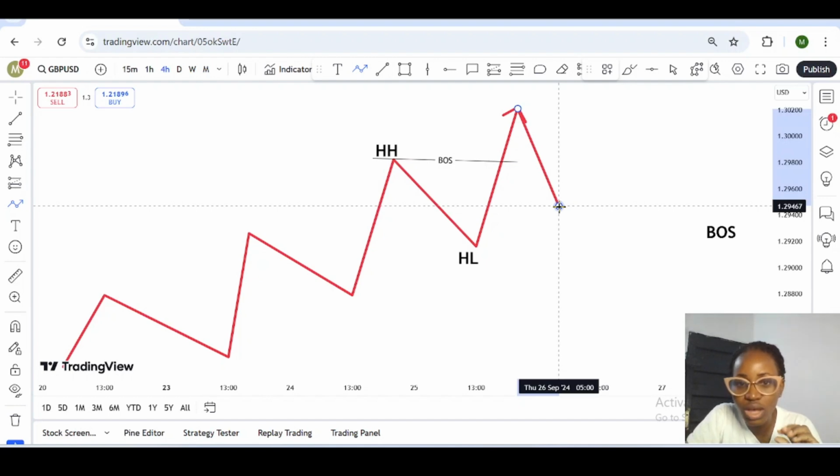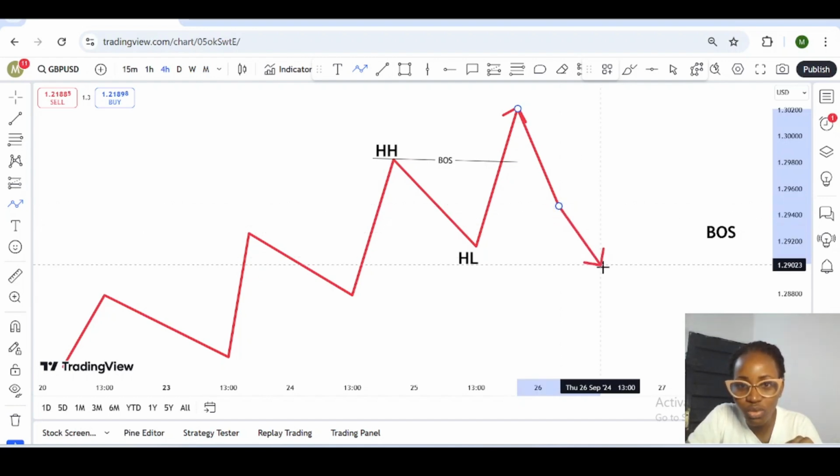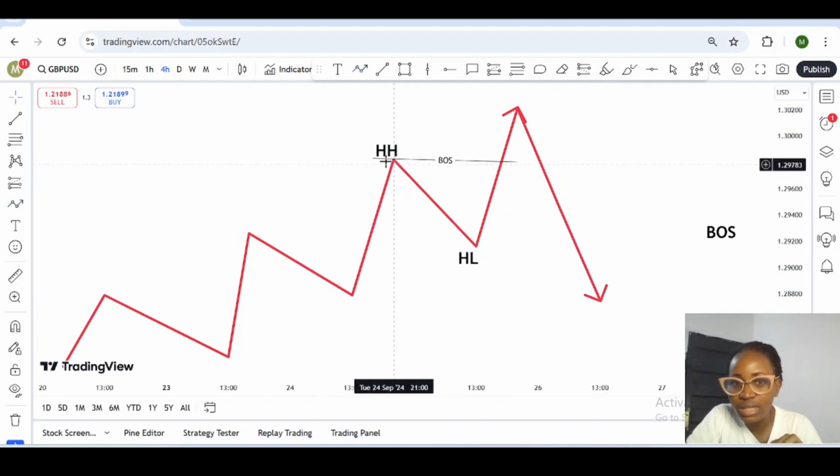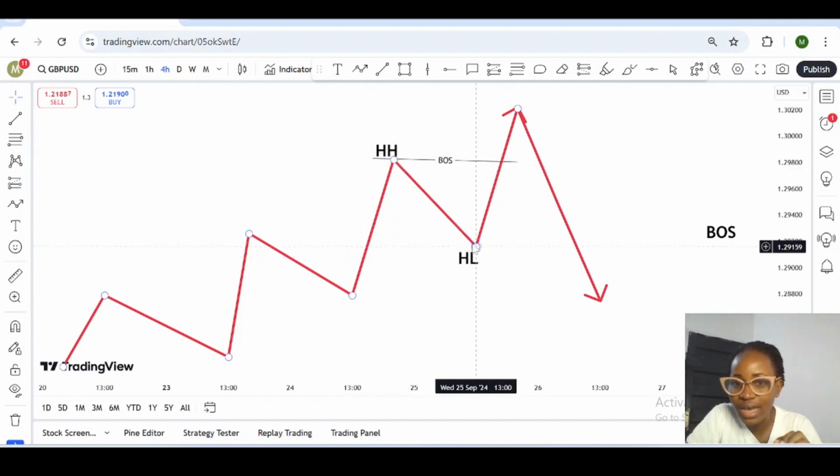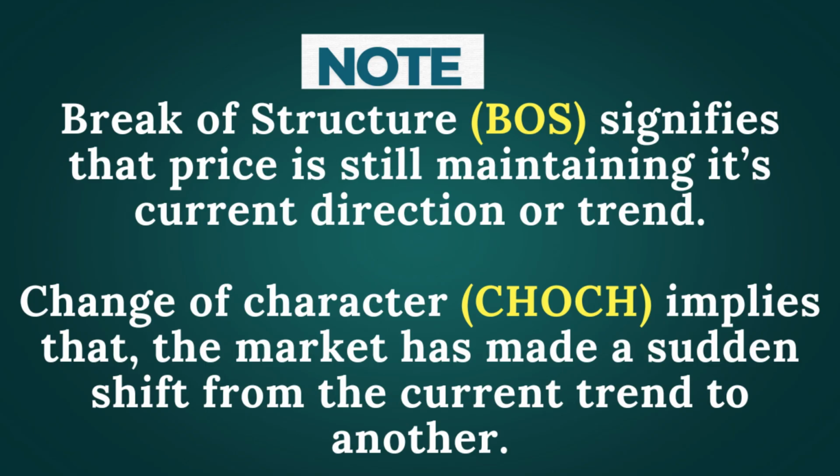Okay, but instead of price retracing like this to give us a new high, the next thing price will do, for us to know what is called a change of character, is when this movement is pushing to the downside like this. Okay, the rule is each time price breaks a higher high, we have a break of structure. When price breaks a higher low, we have a change of character. Note, break of structure signifies that price is still maintaining its current direction or trend, but change of character implies that the market has made a sudden shift from the current trend to another.